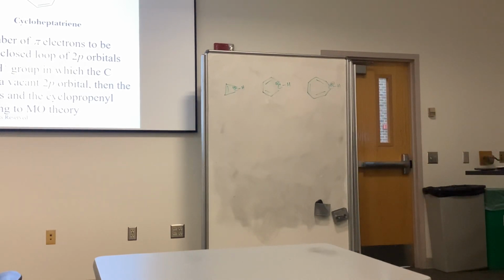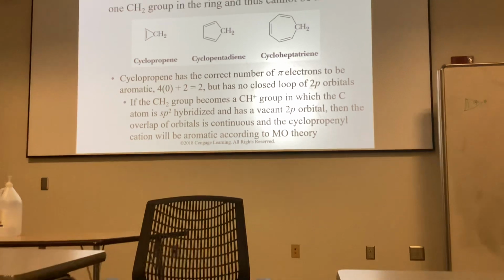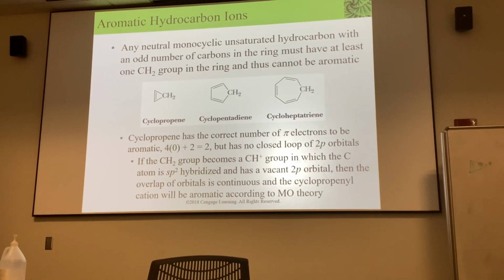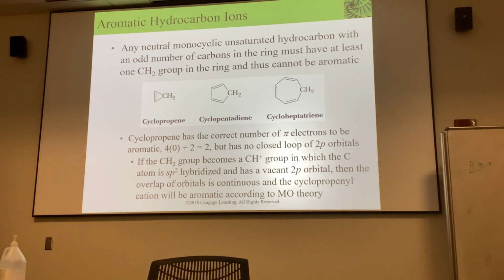So, these guys, well, okay, I guess if they're gonna be like that, then cyclopropene has the correct number of pi electrons to be aromatic, because 4 times 0 plus 2 is 2. Fine, sure. Alright, any even number that's not divisible by 4 is aromatic. Any even number that is divisible by 4 is anti-aromatic, as long as all the rules are followed.